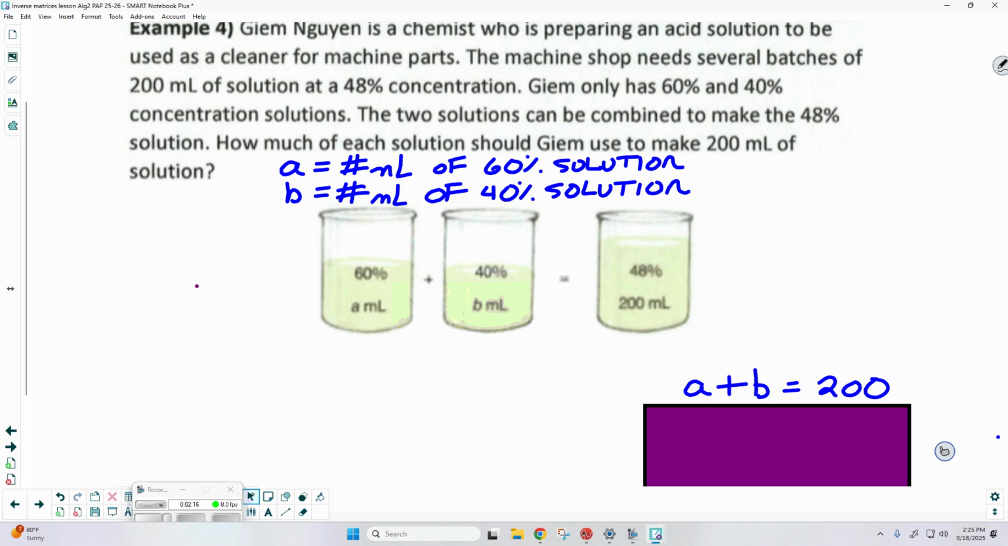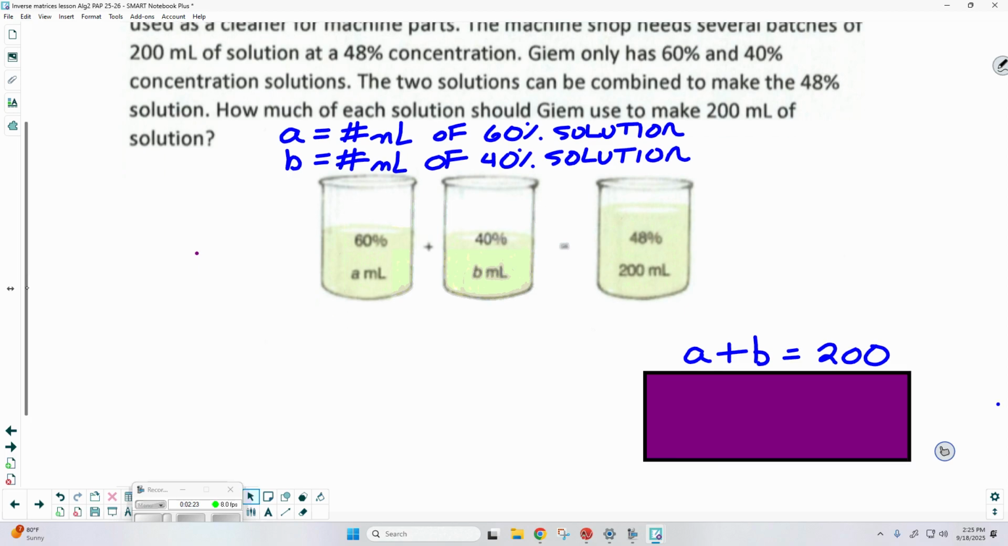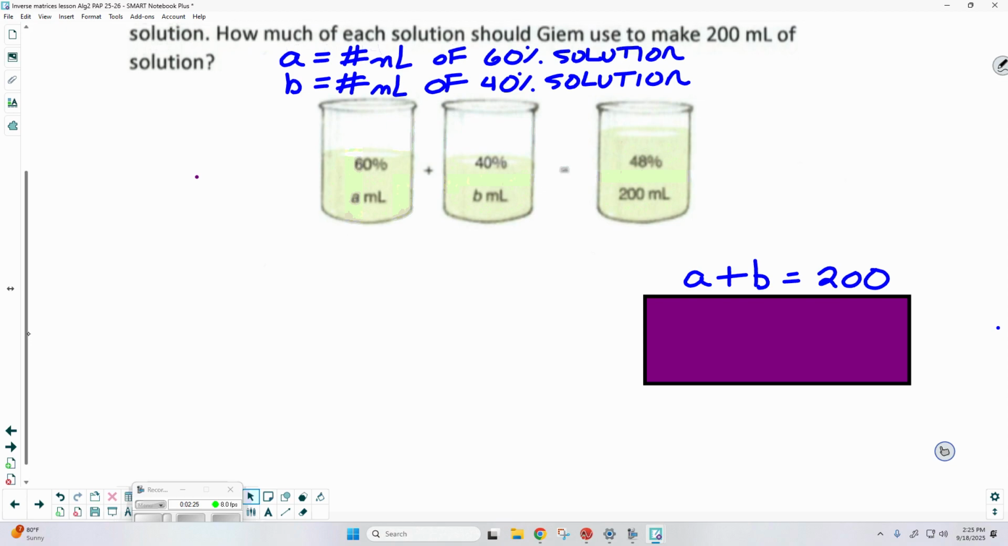Now the other one's a little trickier. You're going to have to incorporate the percents. Now normally I would like to give you some time to try that on your own, but I'm just going to walk you through it. So what percentage am I looking at from that first beaker? Okay, that's 60% concentrate, right? So I'm going to say 0.6A. Remember, if we're going to change a percent to a decimal in order to use an operation, we move the decimal two places to the left. So that 0.6, that's the 60%.